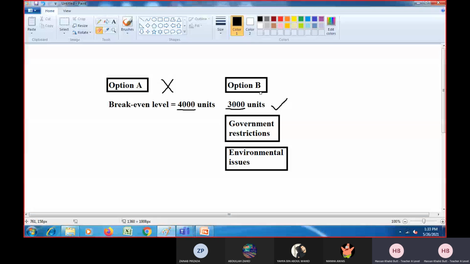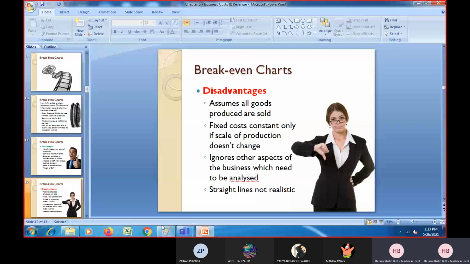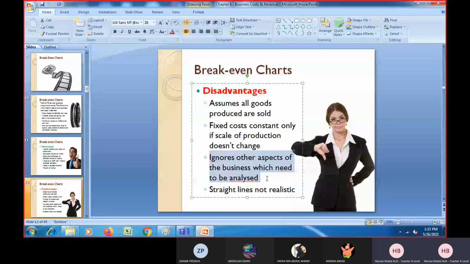So that is the point I am making, that it ignores other aspects of the business which need to be analyzed. They only consider cost, revenue, and profit. The other factors which are not measured in terms of money or numbers are simply ignored. So sometimes businesses choose an option by looking at the break-even, and as they come up closing down, it becomes a failure because the other factors are not considered.